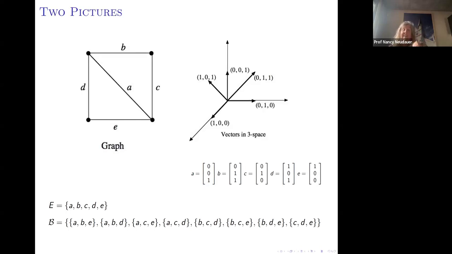And so you have 3 vectors here lying in just 2 space. And you may have noticed, but you might not remember the 8 bases from before, but these 2 pictures have the same ground set and the same bases, which means they're the same matroid. So since the ground set and the bases determine the matroid, now I know these represent the same matroid.